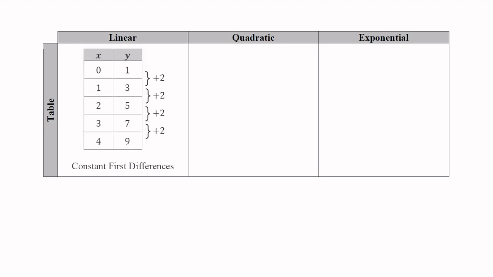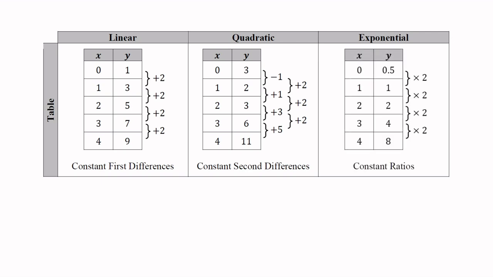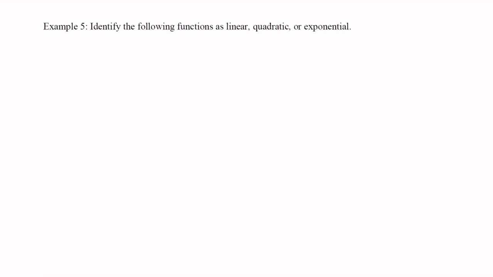In a table format, you'll have constant first differences in the y for a linear, constant second differences in the y for quadratic, and a constant ratio for an exponential. So let's identify the following functions as linear, quadratic, or exponential. So in A, we have an x in the exponent, so that would be exponential. In B, we have an x squared in there, so that would be quadratic. For C, we have slope-intercept form, y equals mx plus b, so that would be linear.